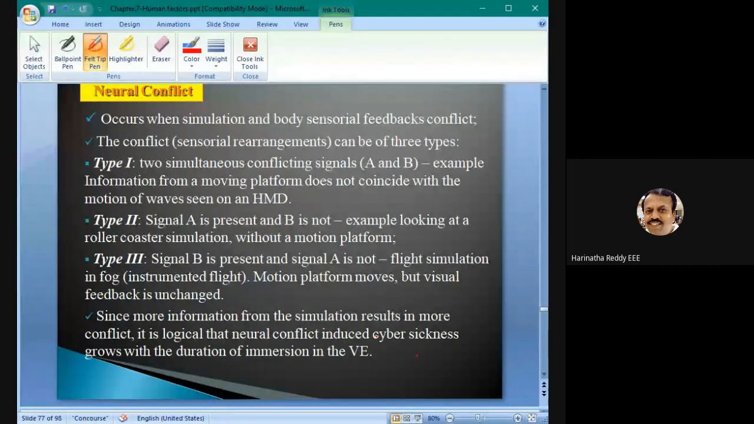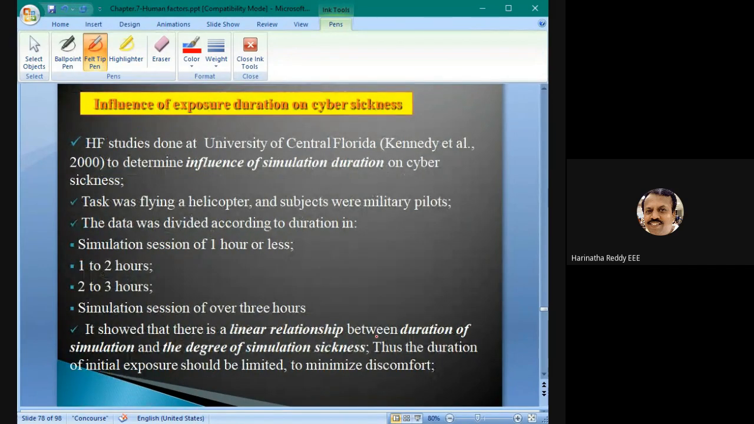Since more information from the simulation results in more conflict, it is logical that neural conflict definitely induces some sort of cyber sickness and also grows with the duration of immersion in the virtual environment. If the duration is short, there will not be that much effect. But when we are immersed in the virtual environment for a long time, then definitely this type of cyber sickness, that is neural conflict, will be produced. I hope you understand.